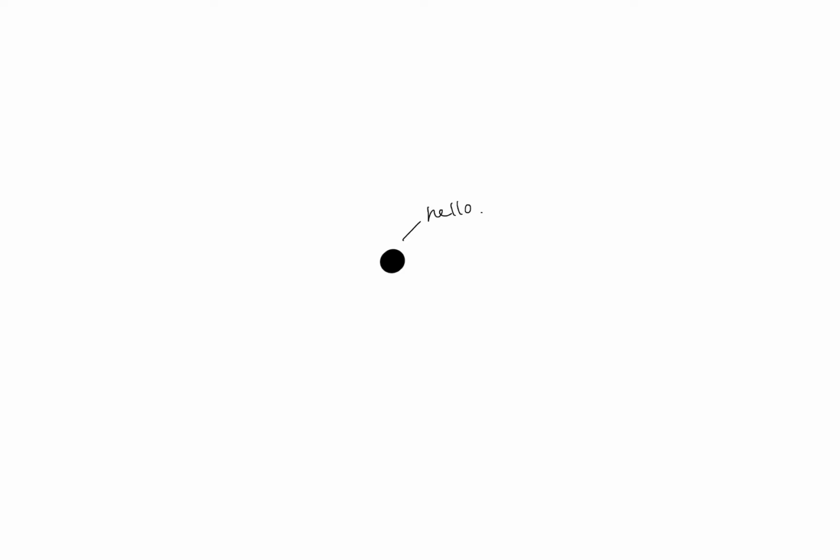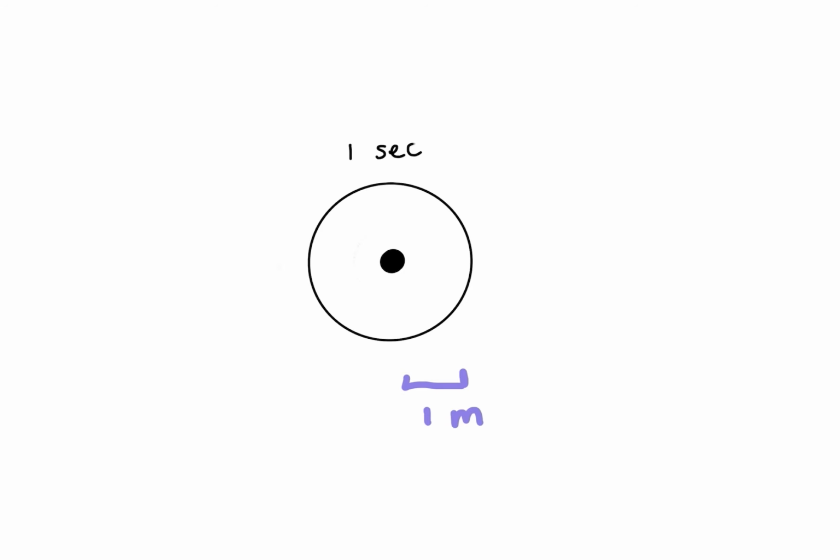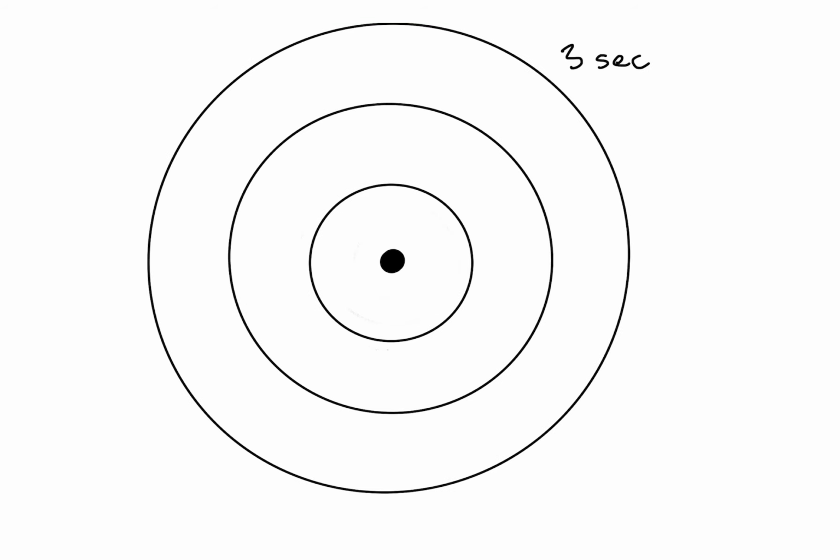Here's an object. Every second, it emits a wave that travels at 1 meter per second. Here it is at 1, 2, and 3 seconds. Now let's consider what happens when the object is moving. Let's say at 1 meter per second, the same velocity as the waves. Here it is at 0 seconds.